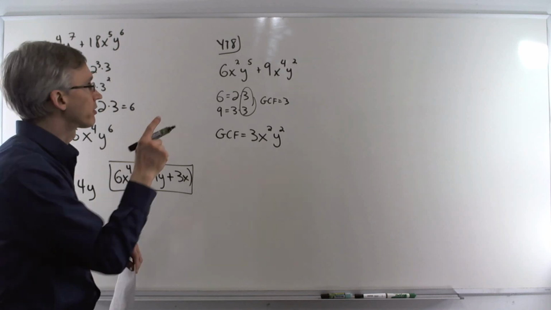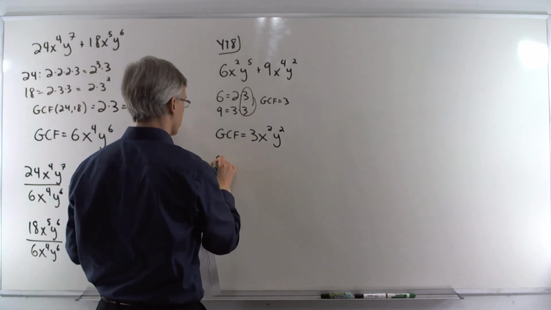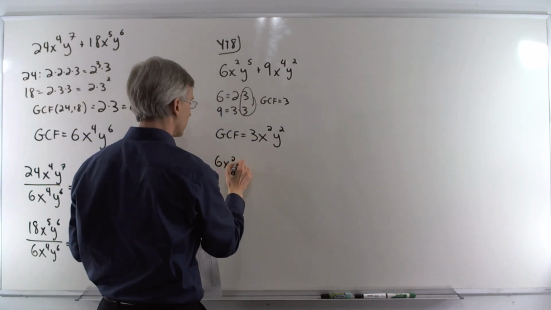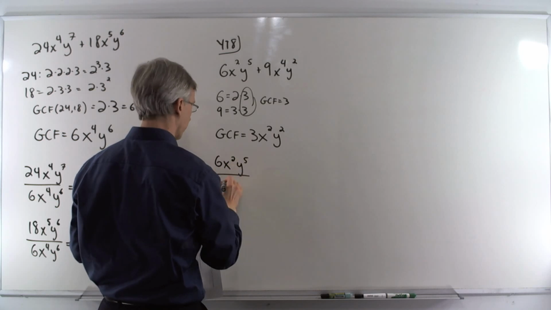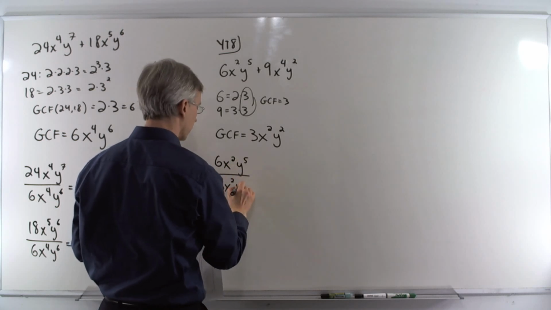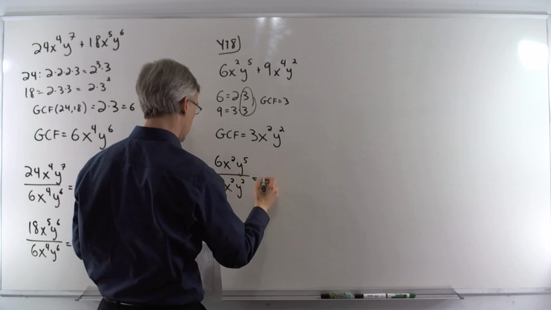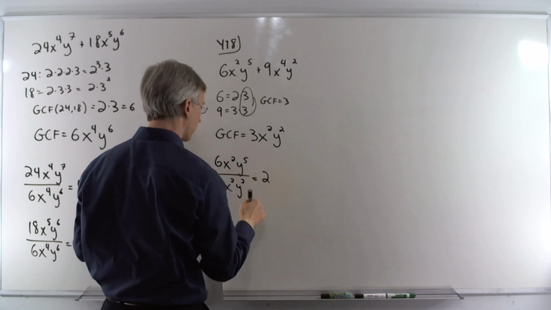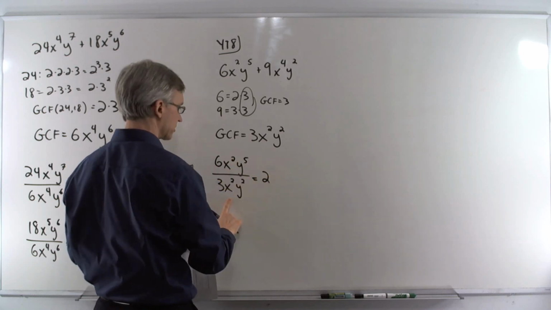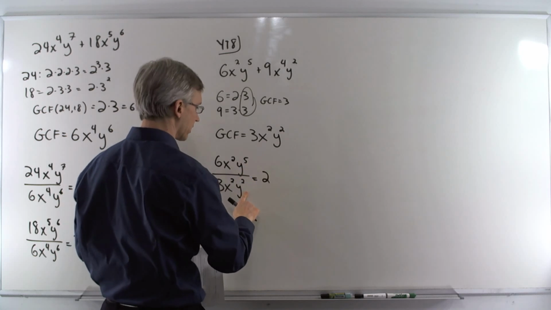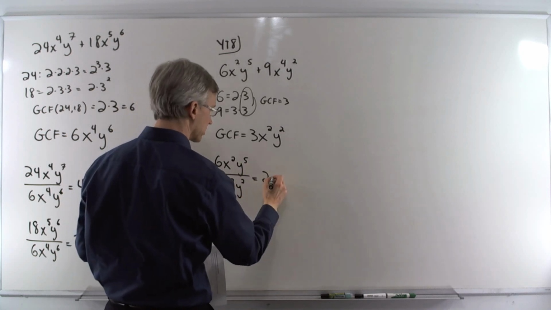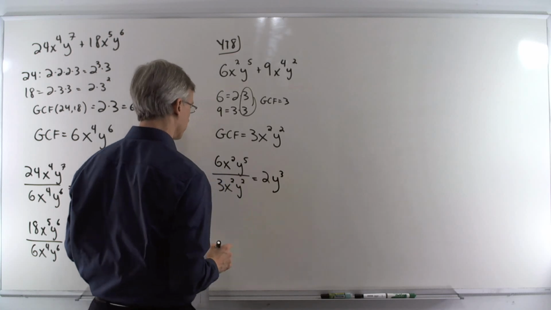And now we'll divide both of these terms by the GCF. So 6 x squared y to the 5th over 3 x squared y squared. And that gives us 6 divided by 3 is 2. X squareds cancel. Y to the 5th divided by y squared. Subtract the exponents to get y to the 3rd power.